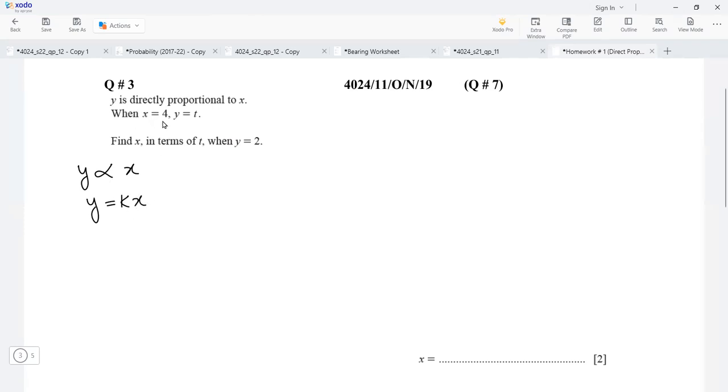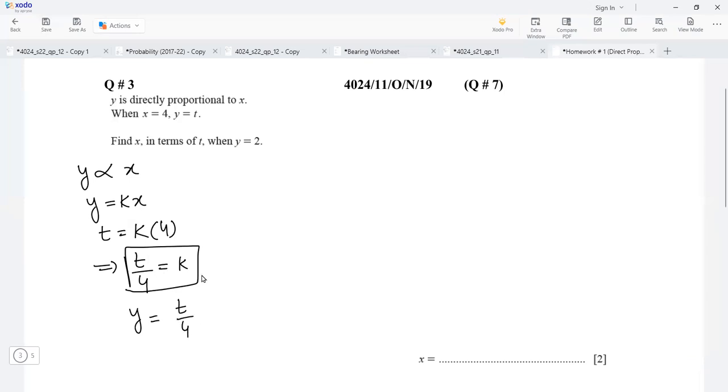Now, when x is equal to 4, replace x with 4 and y is t at that time. Now we have to find the value of k. How can we find it? 4 and k are multiplied, so divide that 4 onto the other side, and it becomes t over 4, which is equal to k. So this was the value for k. Now we have to replace that value of k into the equation connecting y and x. It becomes y equals to t by 4, that was the value for k, and write x alongside it.